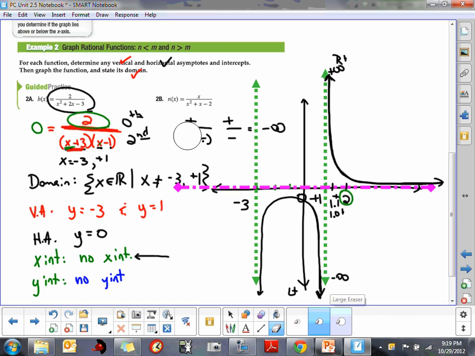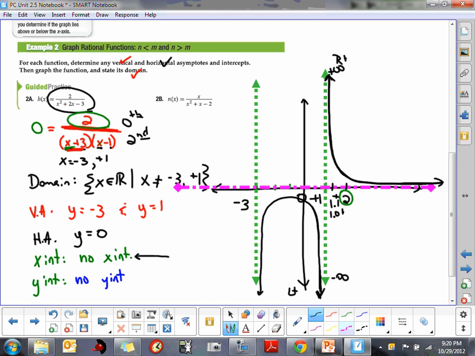I'm going to show you some sign analysis, and that better go towards negative infinity. Keep in mind, we're going to put a number that's close to -3 on the right-hand side. So I'm going to test something like -2. The numerator can't change. It's a +2, so it's positive. You put in a -2. A -2 plus 3 is a +1, so all I need is a positive.